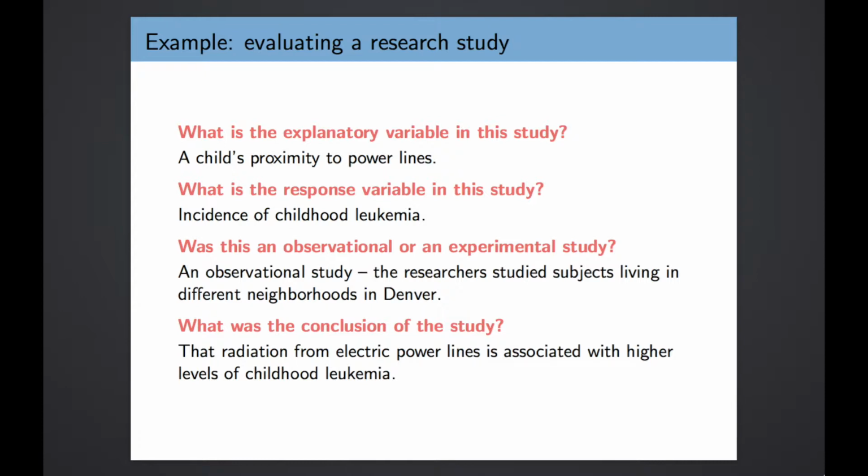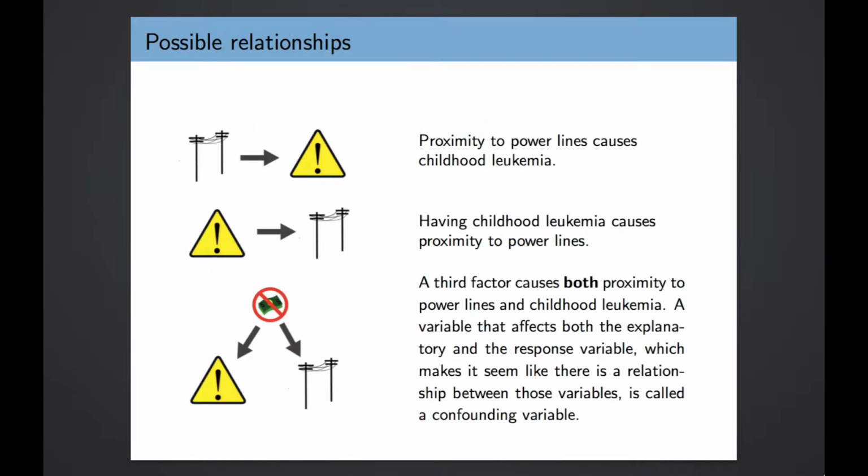When this study came out, it got a lot of attention, which is pretty understandable. It raised a lot of worries for people about whether the electric power lines that they encountered all the time could actually give them cancer. So let's take a minute and delve a little bit deeper into what might actually be behind this association that we see between proximity to power lines and the incidence of childhood leukemia. There are a couple different possible relationships, and I've sort of graphically illustrated them here in this slide.